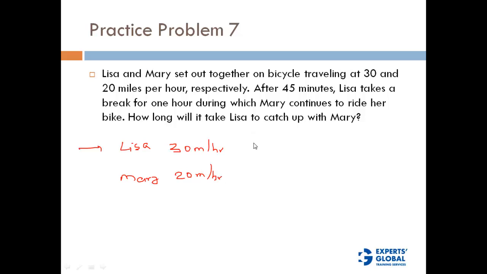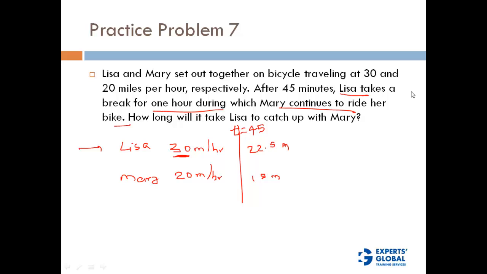After 45 minutes, Lisa takes a break. So let's find out at t is equal to 45 who has reached how far. So 45 minutes is actually 3/4 of the hour. So in 3/4 of the hour, Lisa would have gone 22.5 miles, right? Whereas Mary would have gone only 15 miles. Okay. After 45 minutes, Lisa takes a break for 1 hour, during which Mary continues to ride.